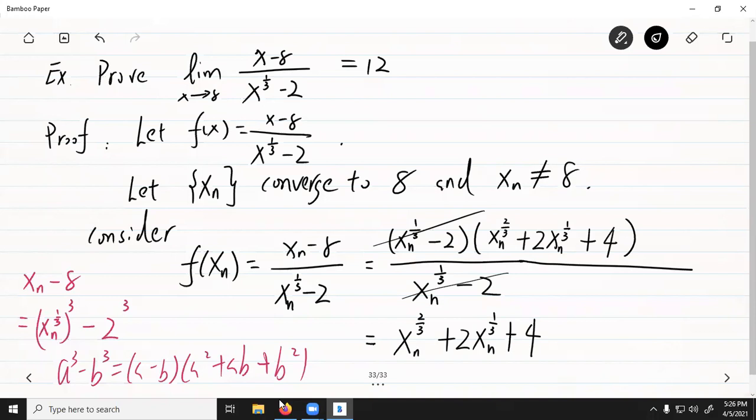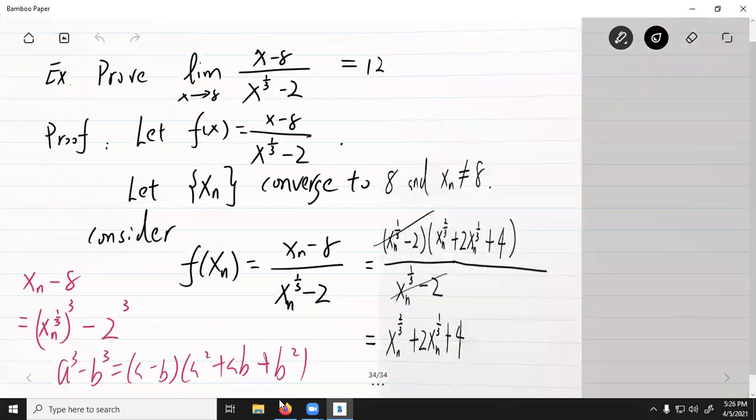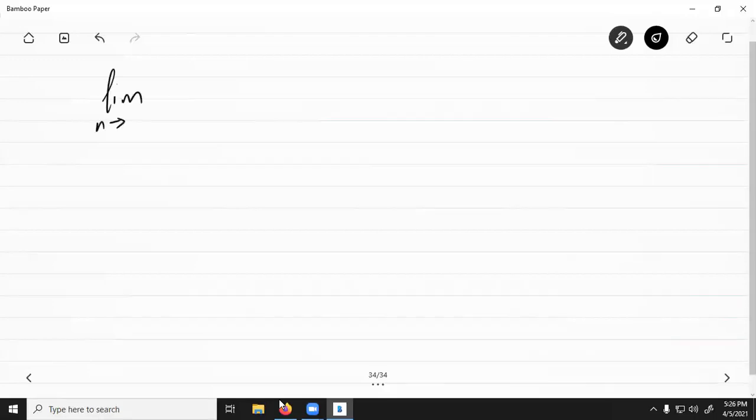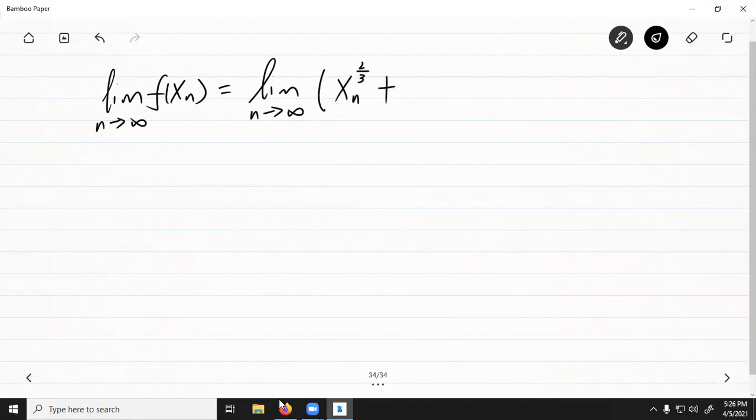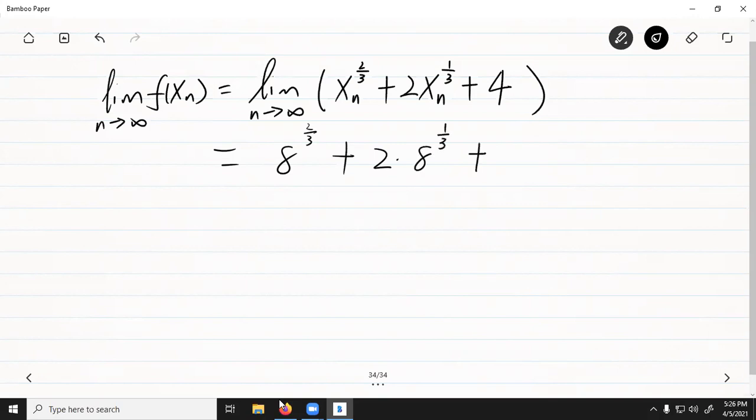Now we need to take the limit of this one. We take the limit as n approaches infinity of f of x_n, which is the limit of x_n^(2/3) plus 2 times x_n^(1/3) plus 4. We know x_n has the limit 8. So this would be 8^(2/3) plus 2 times 8^(1/3) plus 4. 8^(2/3) is 4, 2 times 2 is 4, and this is 4. So it's equal to 12.